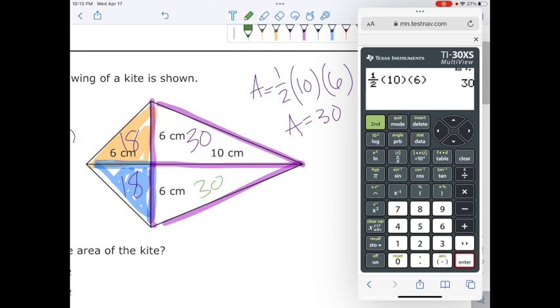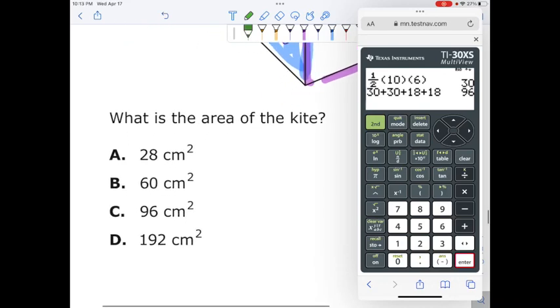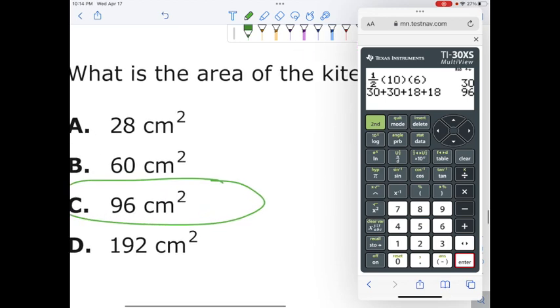So now we can just add those numbers together. 30 plus 18 plus 18 equals 96. So the area is 96. This method totally works, and I really like it. There's a different method that I prefer, so we'll look at that one next.